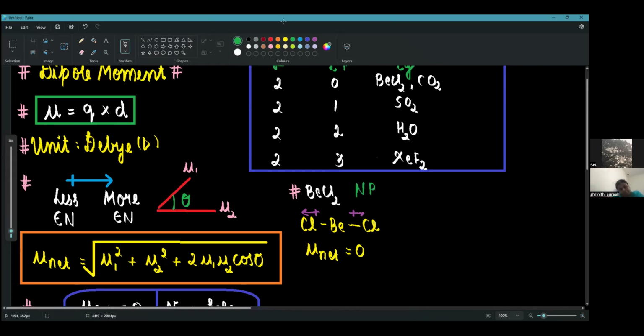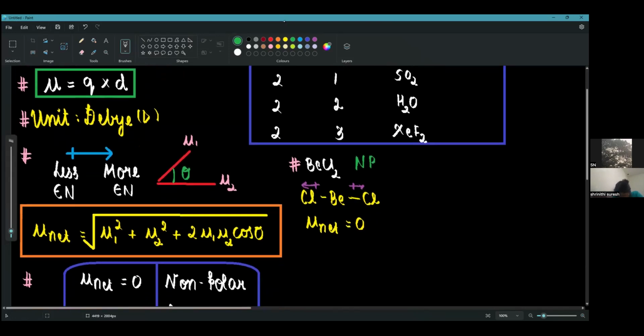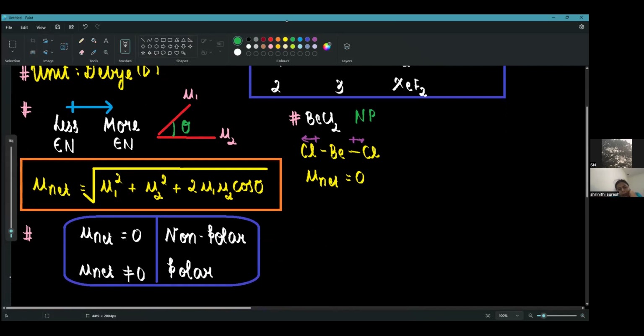Yes. So BeCl2, CO2. If you have any case where you have 2 sigma and 0 lone pair, and if all the side atoms are same, chlorine is the side atom over here, then you will say that the molecule is non-polar. The proof I have given you is that the dipole moment is zero. If someone asks you why it is a non-polar molecule, you will say that since the dipole moment is zero, it is non-polar. Got it?